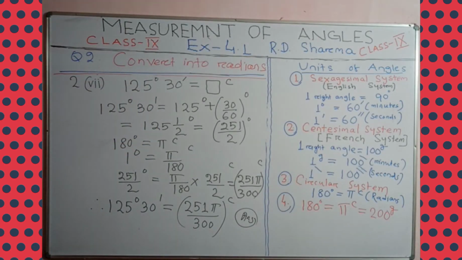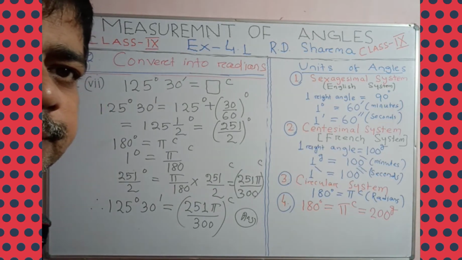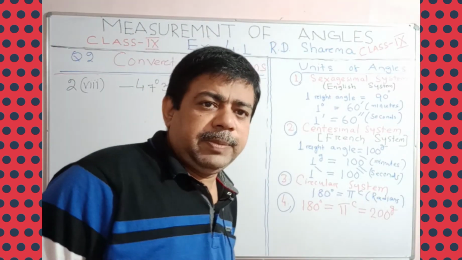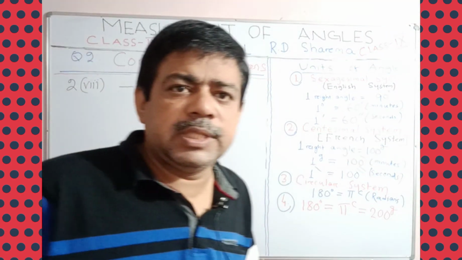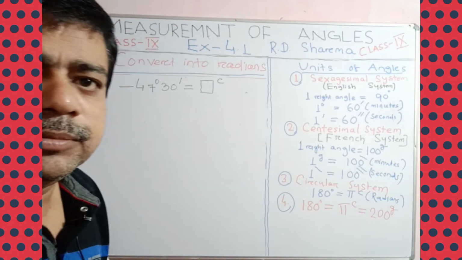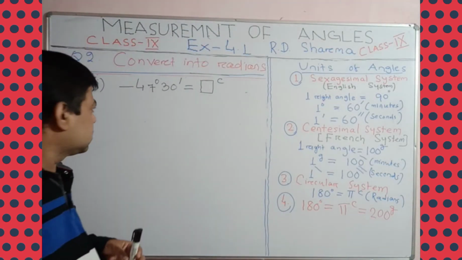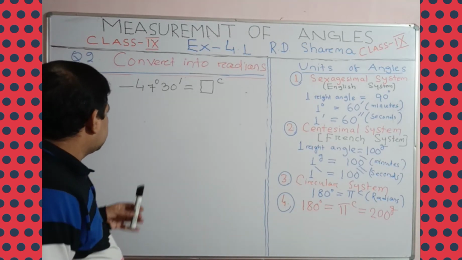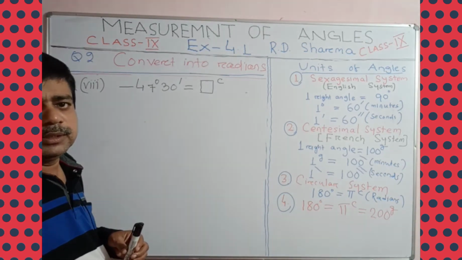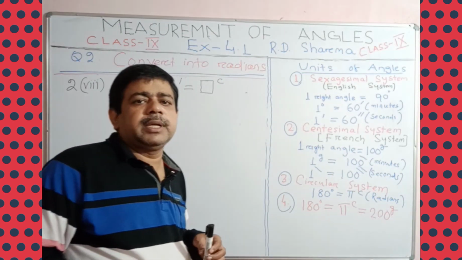Okay, note down. Okay, noted. Here is the last bit of question number 2, which is the 8th bit, and here we are converting the angle from degree to radian. In this question the angle given is minus 47 degree 30 minute, and we are going to convert it into radian.